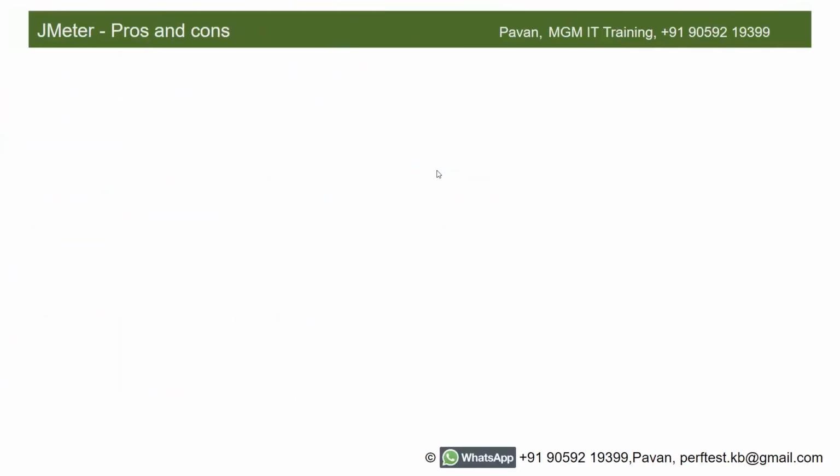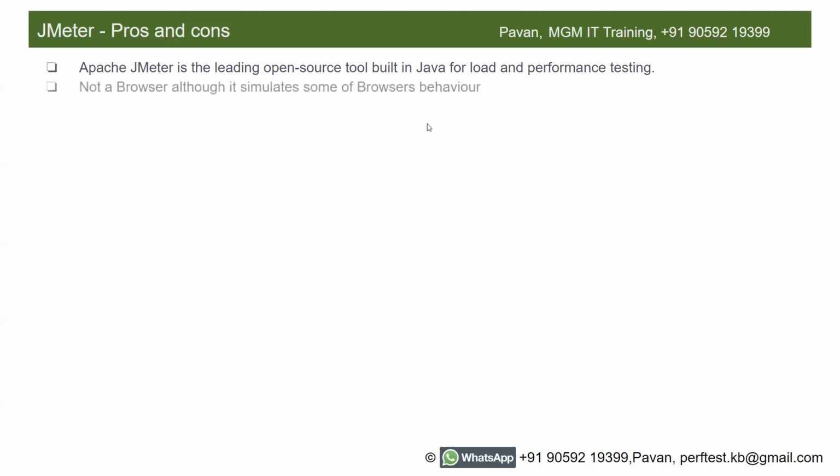Okay. So JMeter pros and cons. What is meant by pros and cons? Advantages and limitations. I can say cons means limitations here. Means what are the advantages, and what are the disadvantages or limitations. So first let us discuss advantages. JMeter is the leading open source tool built in Java for load and performance testing. It is not a browser, although it simulates some of the browser behavior.